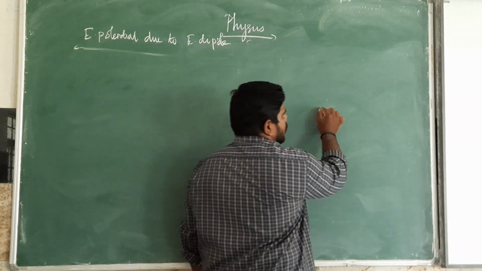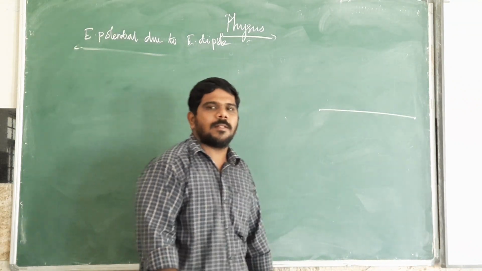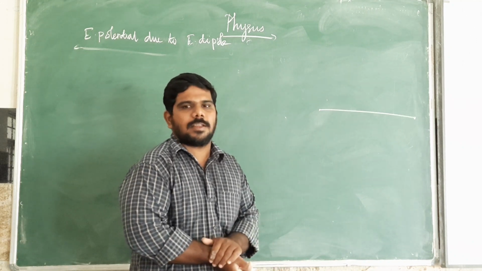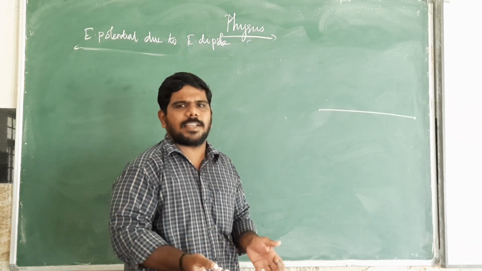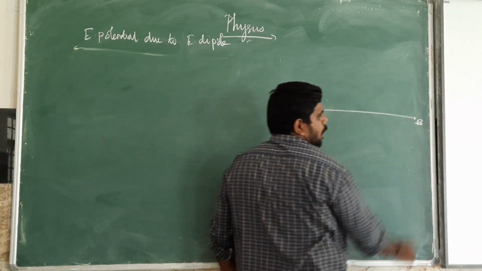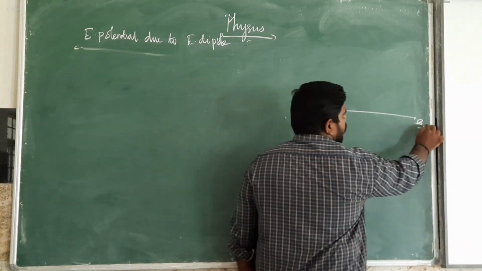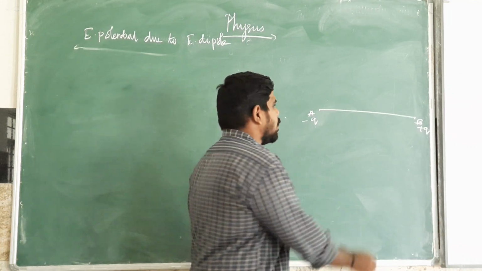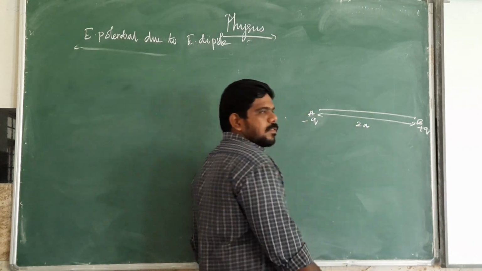Consider an electric dipole. What is an electric dipole? Two equal and opposite charges separated by a finite distance is called an electric dipole. So we consider an electric dipole AB having charges minus Q and plus Q, separated by a distance 2A.